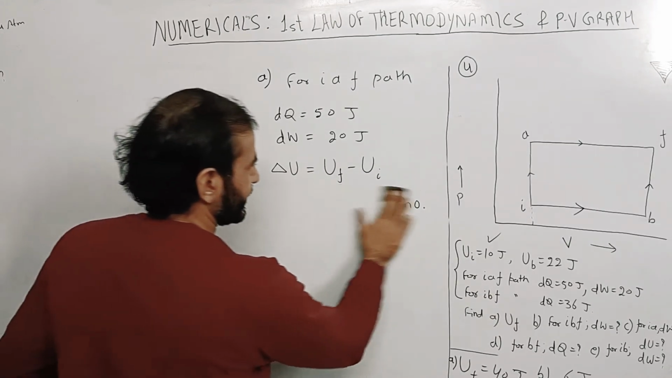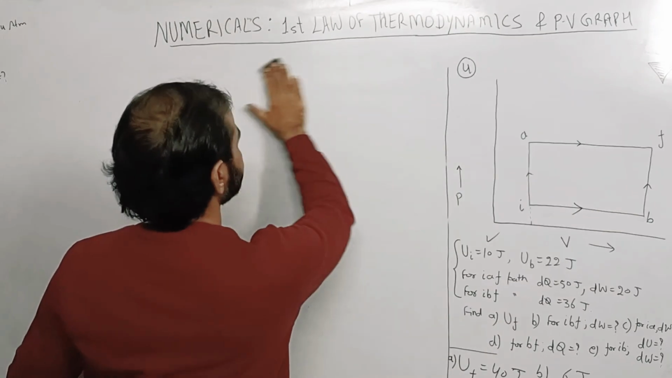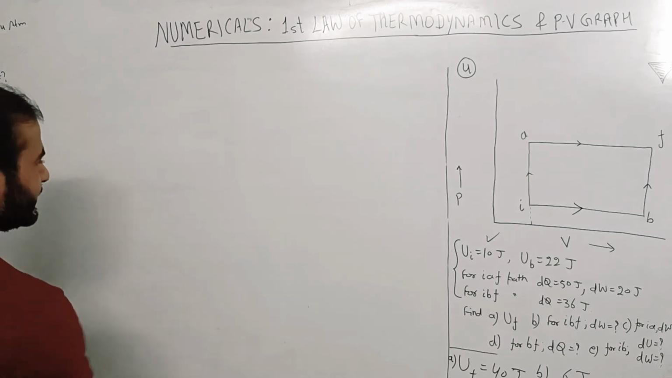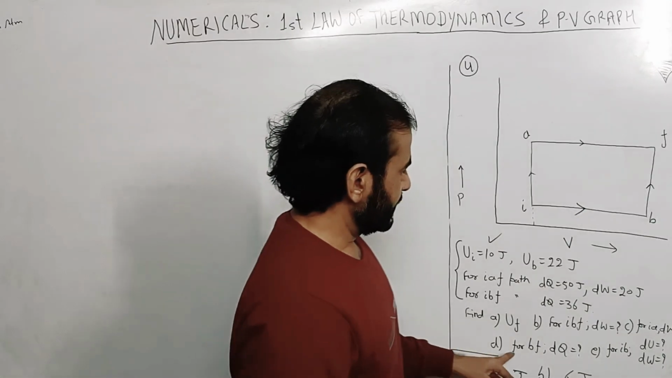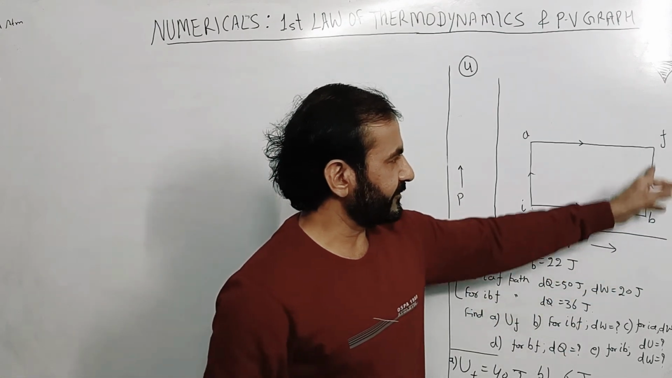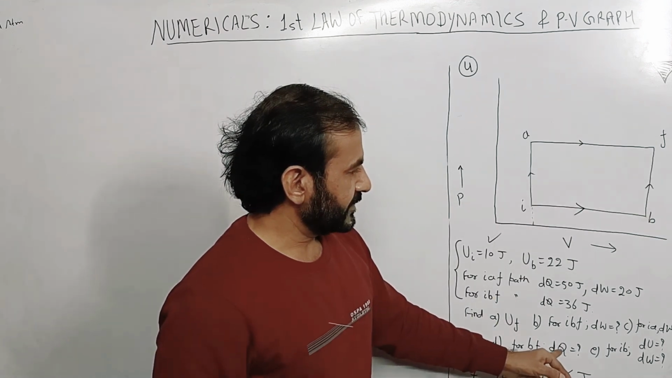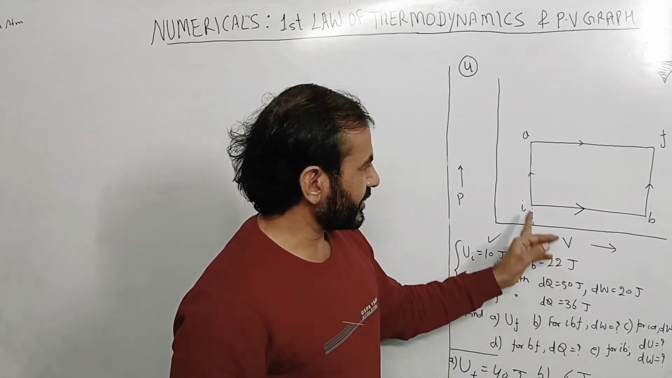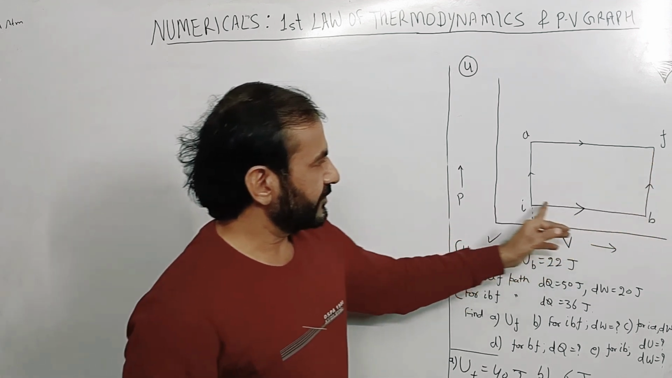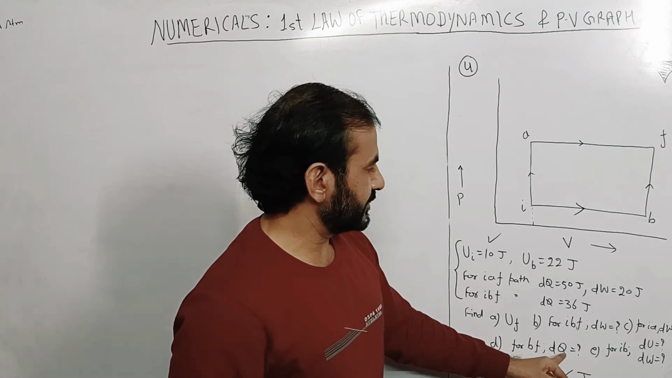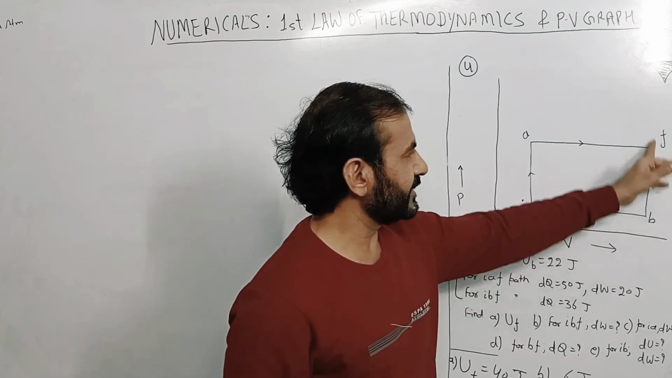Understand the problem. There are many parts in it, with the help of which we can understand the concept fully. How to use the first law of thermodynamics, how to find dW or work done, how to find dQ. For BF, we have to find dQ. You observe that for the IBF part we have found dW.